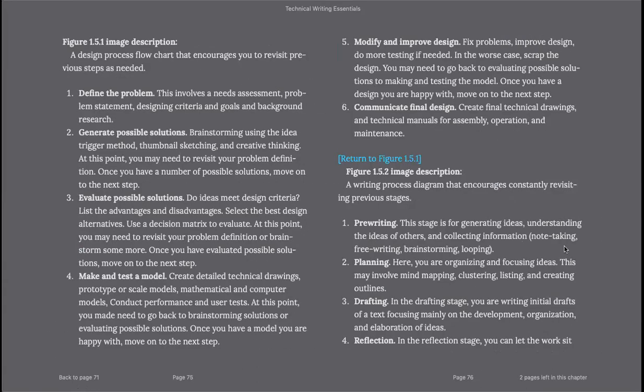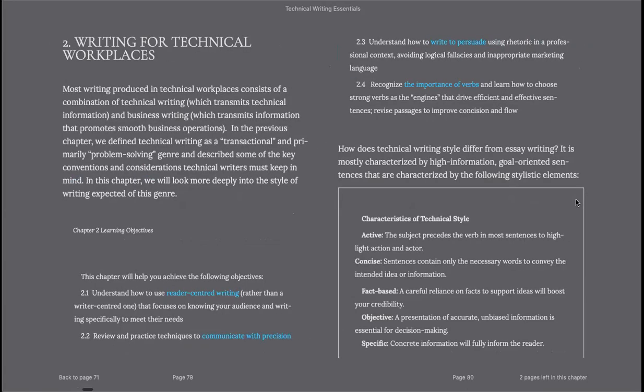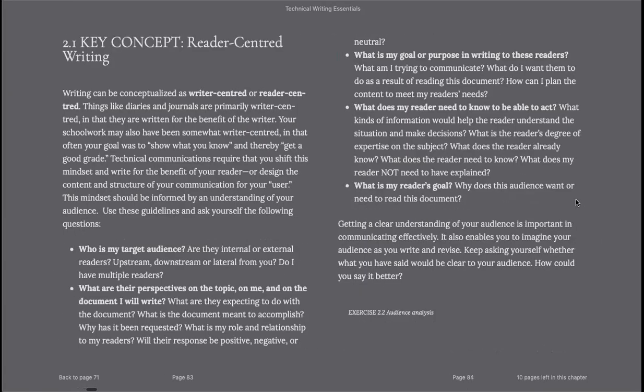What I'm going to do, I'm going to take you to a good practice. The key concept of technical writing is your audience focus. Your audience focus is known as reader focus. I write not for myself. I write the way that I want my audience to be clear, right?